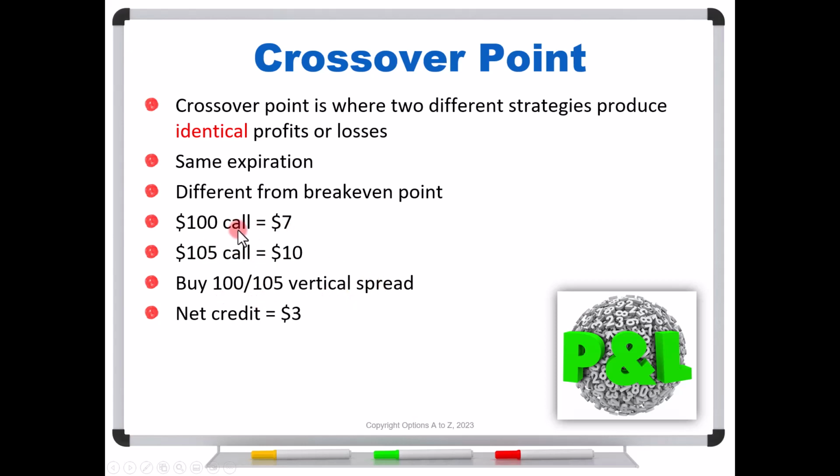They're going to buy the relatively cheap one and simultaneously sell the relatively expensive one. In this case it would be for a net credit of 3. But notice that the 100-105 vertical should be a debit spread. But we're getting paid to take something that could grow in value.